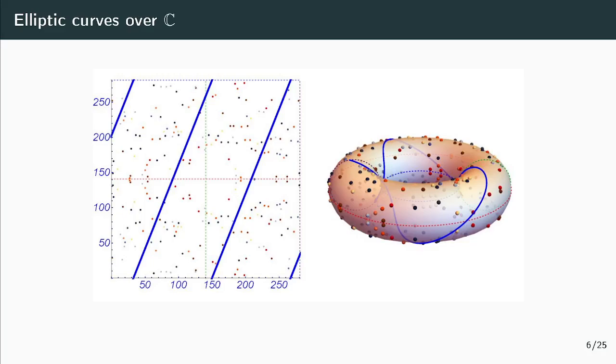Moving on, here we can see an elliptic curve over the complex numbers. And as you see, things have changed quite dramatically compared to the real numbers, because in this case, the elliptic curve can actually be viewed as a torus. This is a quite surprising fact, but unfortunately, its proof is well beyond the scope of this lecture.